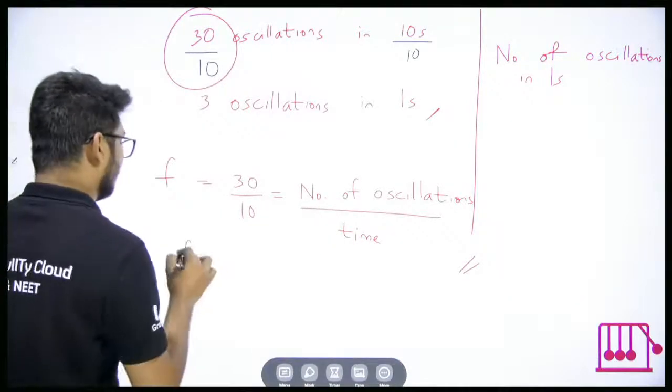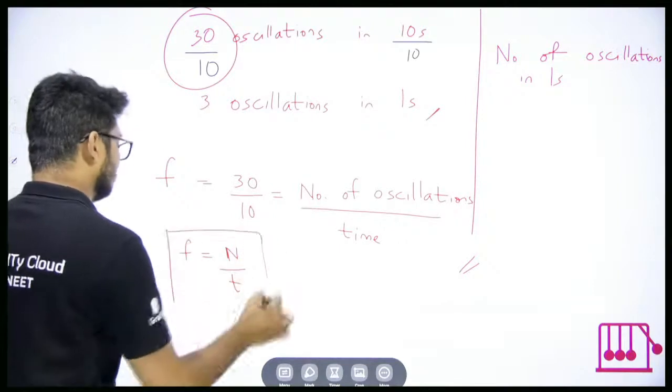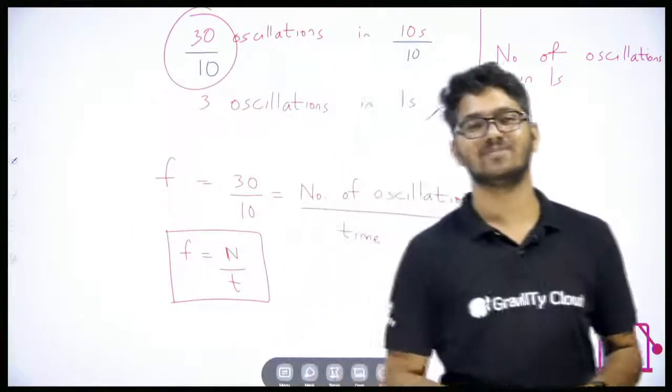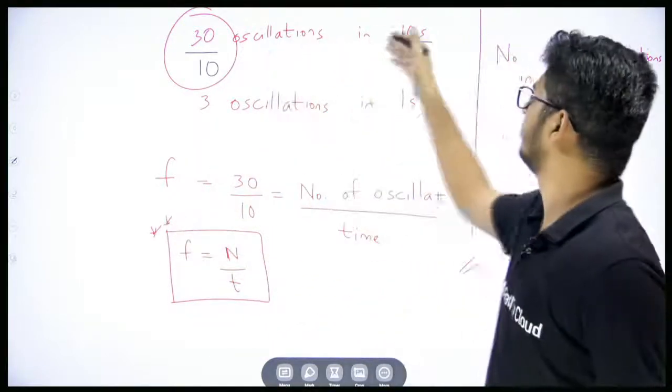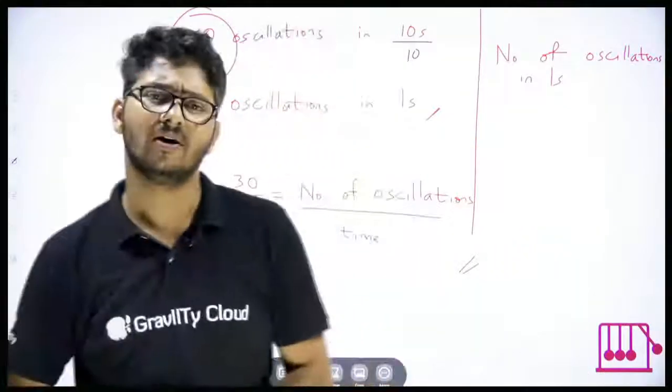So for the number of oscillations, I'll call it capital N. Time taken, I'll call it T. So frequency is equal to the number of oscillations upon time. If you know this, you can easily do it. Or else you can use this method also, the unitary method. Anything is the same. Good?